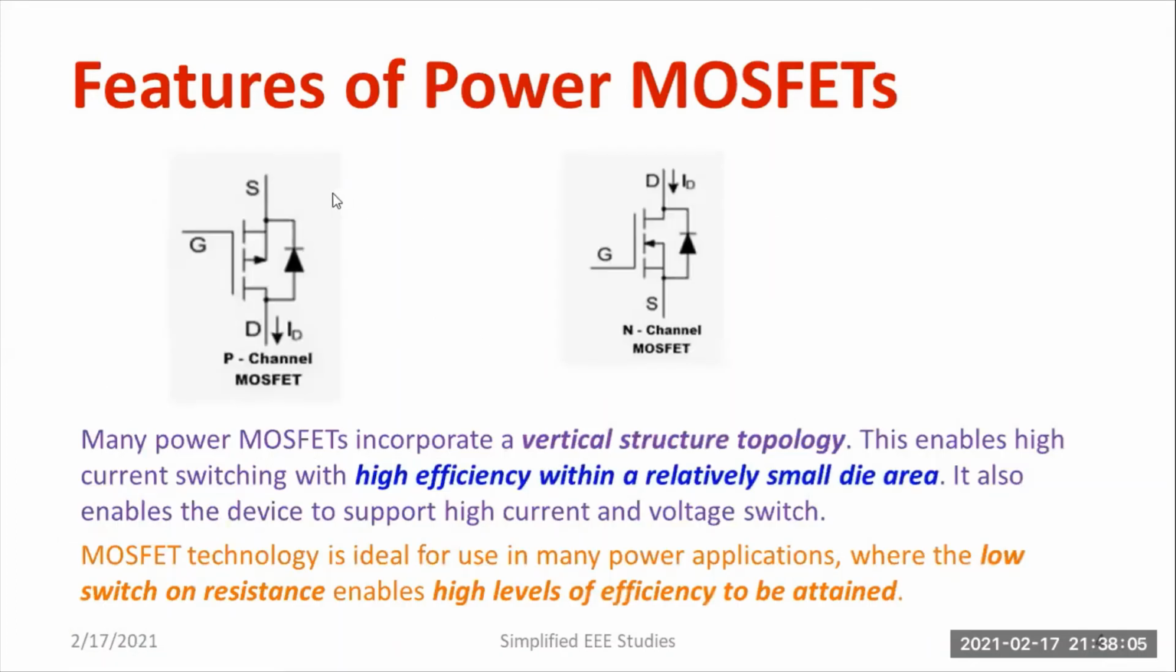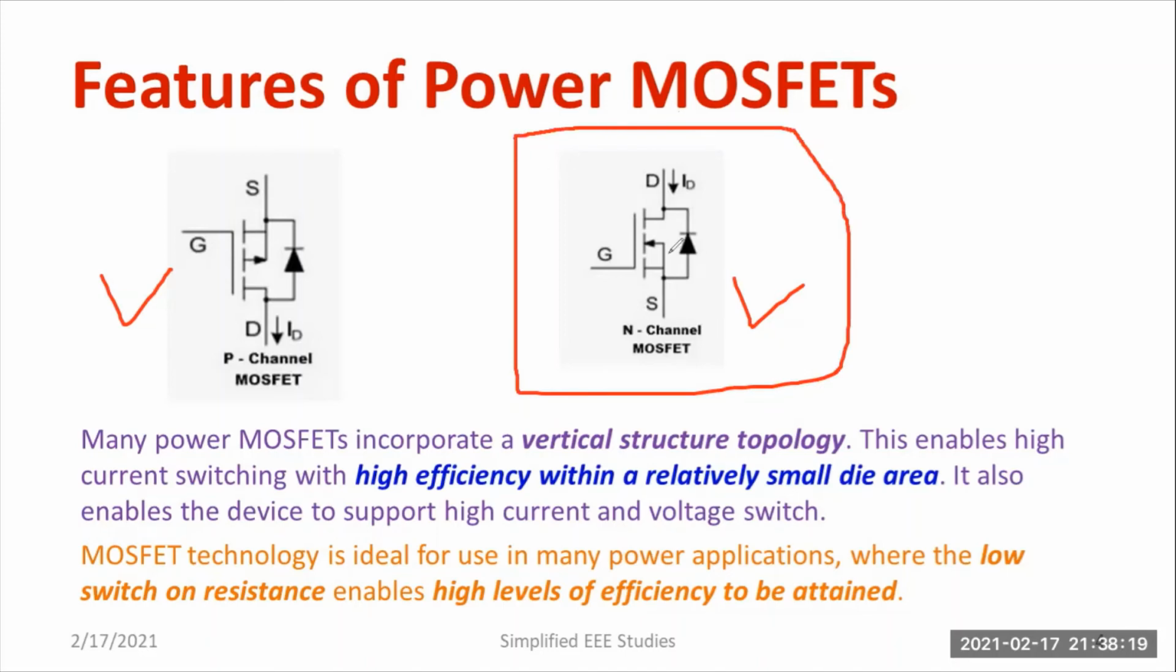There are different varieties of power MOSFETs available. Basically, N channel and P channel. You can see the direction of current actually. This is the P channel power MOSFET and this is the N channel power MOSFET. However, the commonly used power MOSFET is basically the N channel power MOSFET. And we can say that it has a vertical structure topology.